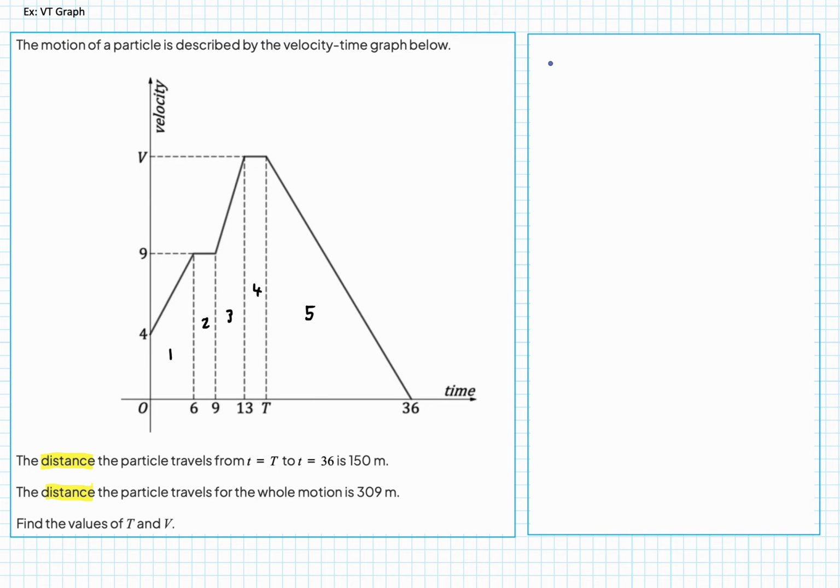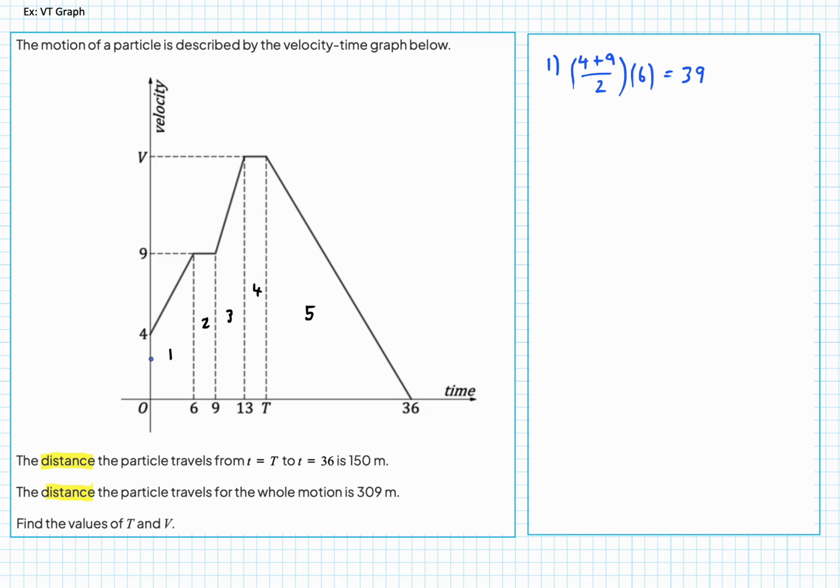First one is a trapezium. That should be straightforward. Next one's a rectangle, then a trapezium, then a rectangle, then your triangle. I'll just write these out.